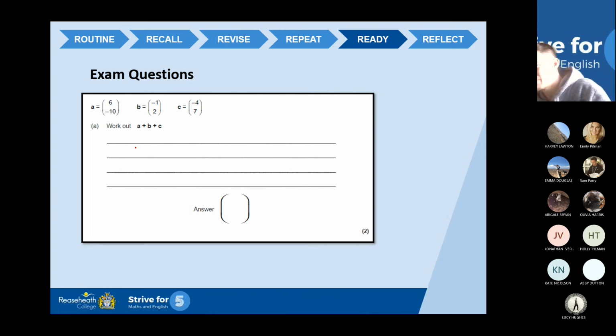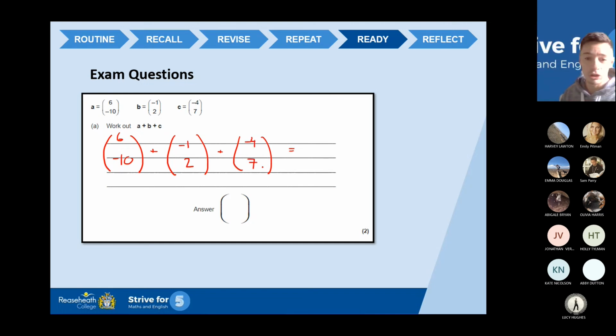Now, the last bit was slightly different. We've not done one like this in my examples, but we're adding A plus B plus C. We're adding all of them together. So A is (6, minus 10), B is (minus 1, 2), and C is (minus 4, 7). The glorious thing about a calculator is you can do multiple additions at once. So you could do 6, add minus 1, add minus 4 equals 1. So the top number is going to be 1. And then the bottom number, that's going to be minus 10, add 2, add 7 equals minus 1. So (1, minus 1).